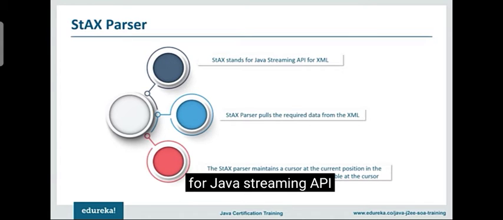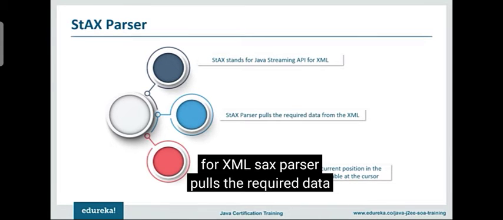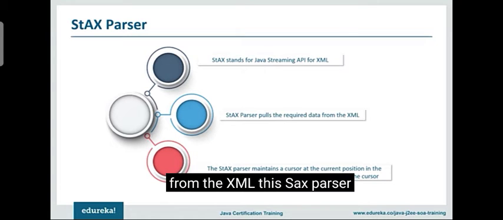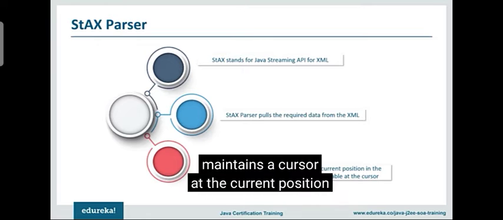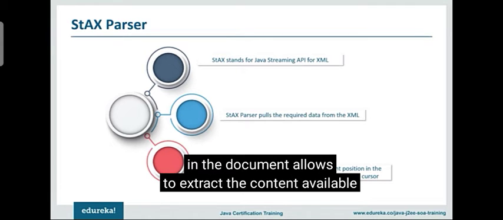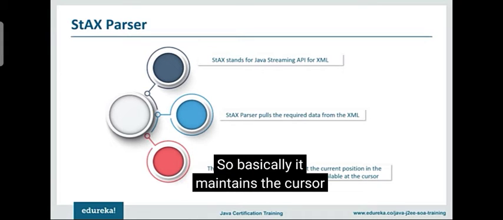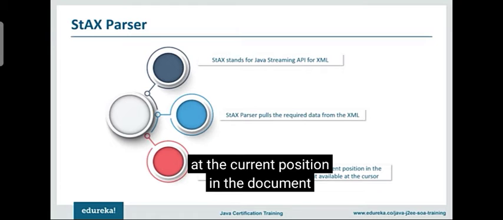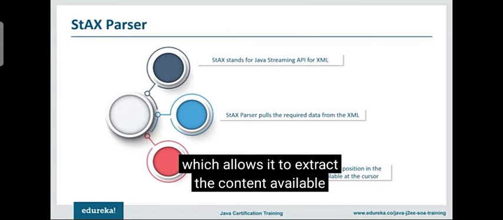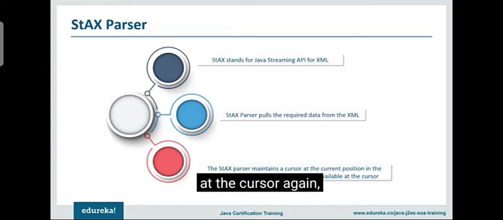StAX stands for Streaming API for XML. The StAX parser pulls the required data from the XML. The StAX parser maintains a cursor at the current position in the document, which allows it to extract the content available at the cursor.